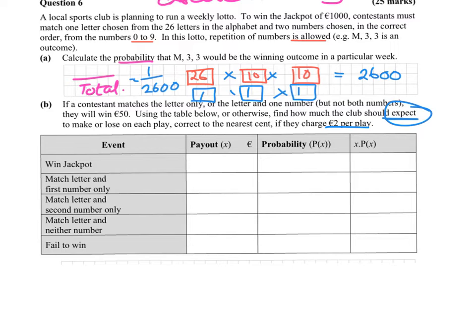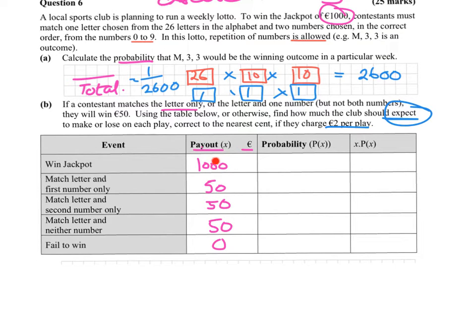Well, I'm going to fill out the payout first of all, and that's given in euros. So if you win the jackpot, it tells me up here you get €1,000. If you match a letter and the first number, so if contestants match letter only or letter and one number, they win €50. So letter and one number, they win €50. This is the same, letter and one number, they win €50. Letter and neither number, but it says if a contestant matches the letter only, so they still win €50. And then obviously if they fail to win, so if they don't get any of that, they get 0.